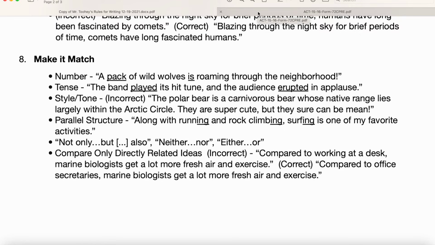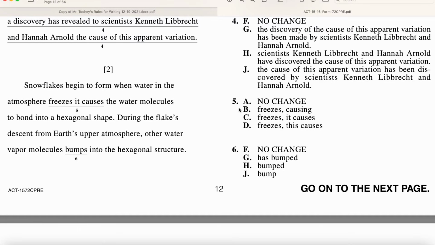So here's the trick. I don't know if you remember watching that video. To determine if we need a singular or a plural verb, which we need here, we can test the answer choices with the plural pronoun "they." Let's look at answer choice F. Can we say "they bumps"? No. Can you say "they has bumped"? No, because both of those are singular. You could say "it bumps" or "it has bumped."